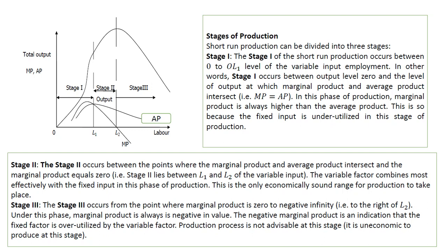Therefore, as a rational producer, you want to use the minimum inputs in order to produce the output. Therefore, you will not employ somebody who doesn't add any value to your output.